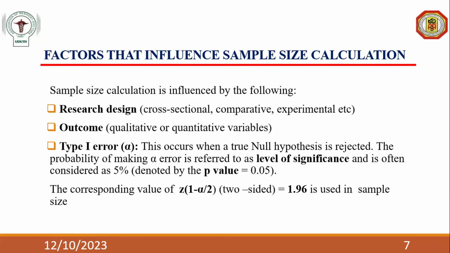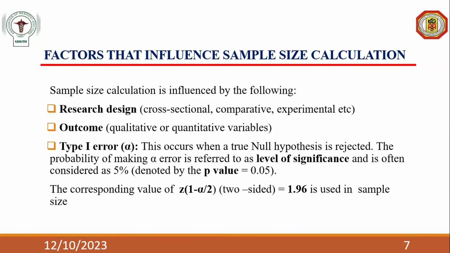So if that is the case, my formula will be different from the one I will use if I present it in terms of good or poor, which is a category. I hope we are understanding this. So you must know the outcome of your research. Number three, type 1 error. Type 1 error can affect the sample size calculation.